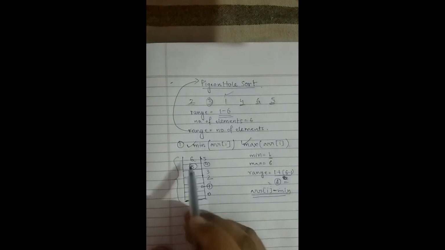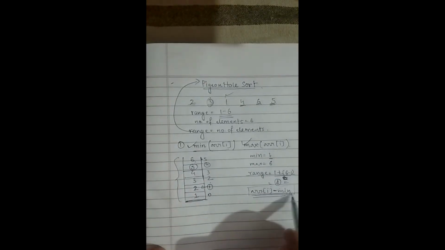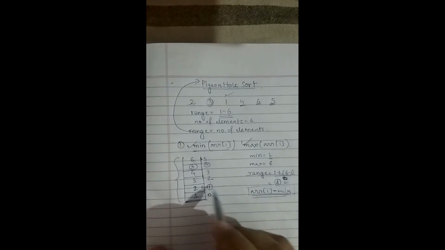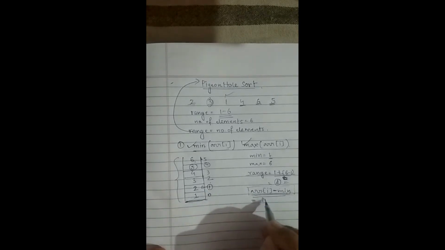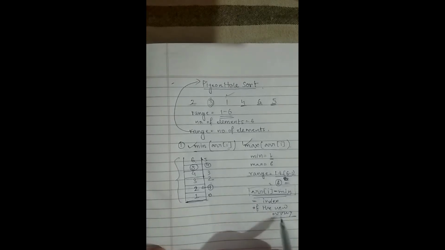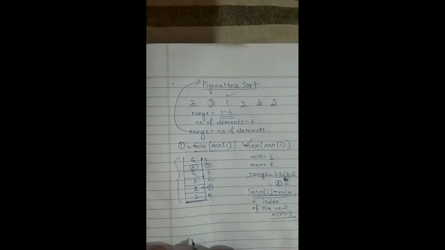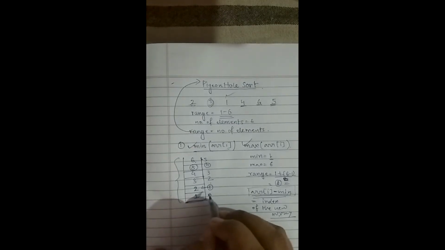So what is the algorithm? Find the minimum of the array, the maximum of the array, find the range, and apply array[i] minus min. What is the result? It is the index of the new array. You find the index in the new array and you place the element there.